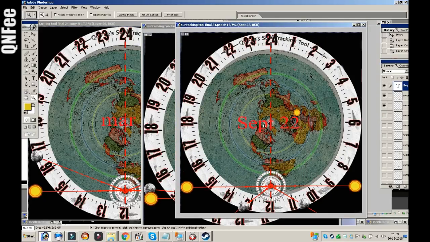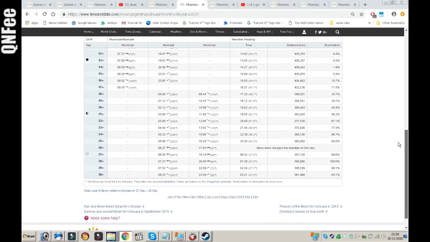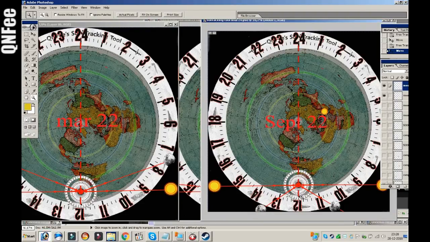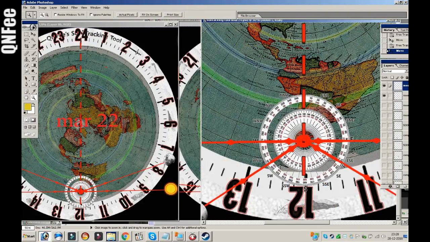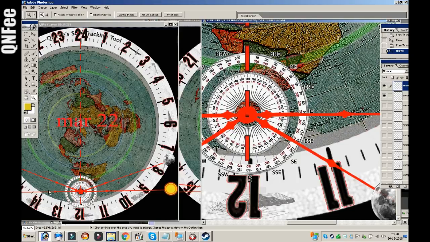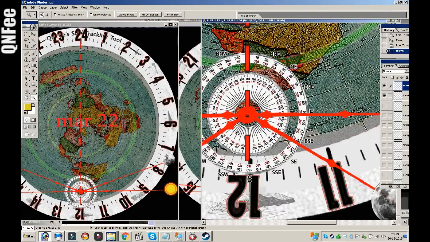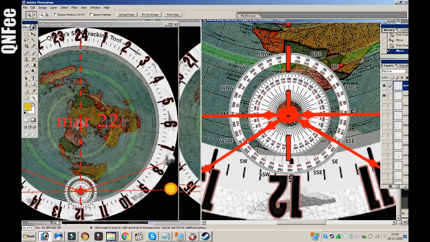And if you look at the date, September 22, then we have suddenly all different angles with the same sun angles. How do you do that? September 22nd. Moonrise 121 east southeast. Set 238 west southwest.